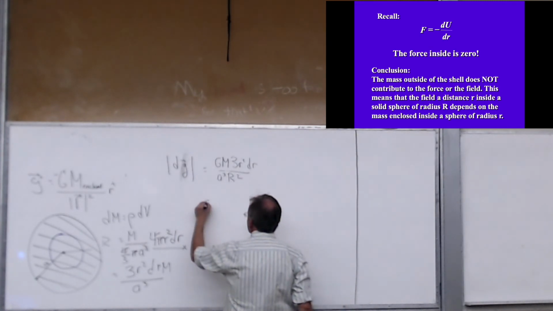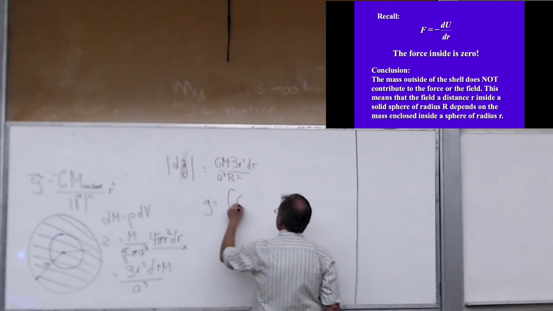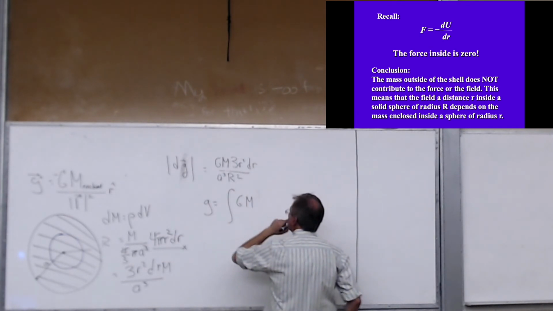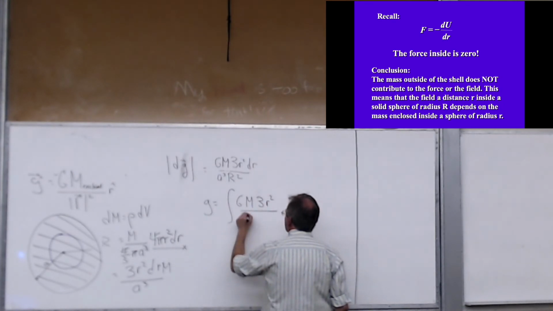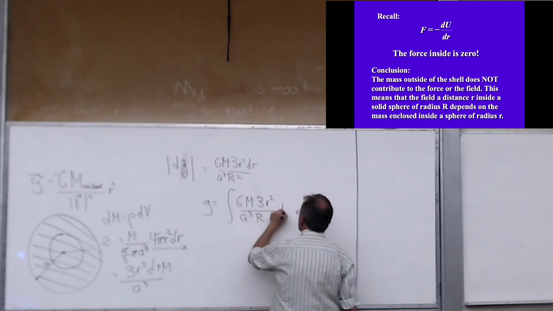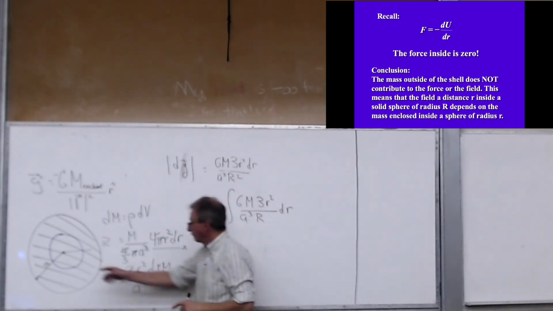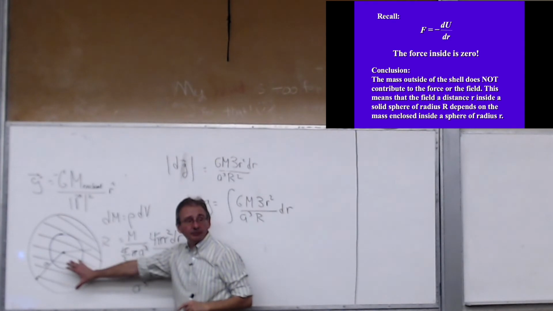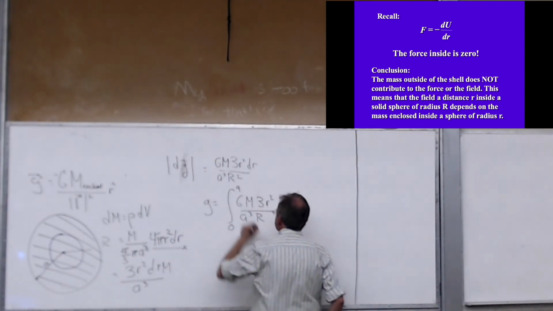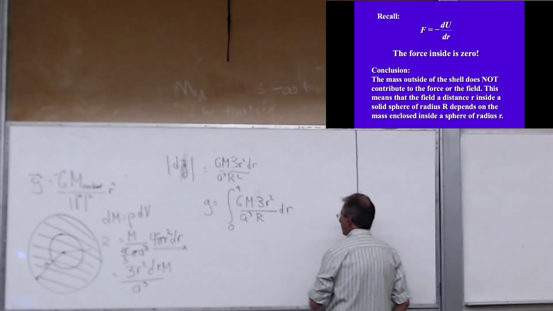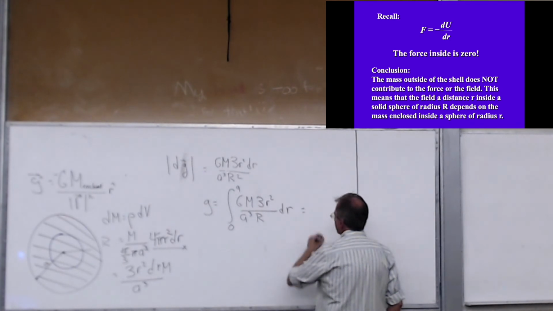G then is going to be the integral of G M, 3R squared over A cubed, R squared dr. I've got to integrate over all values of R that make up this, so I've got to go from 0 to A. And then what do I get? Let me pull some things out.